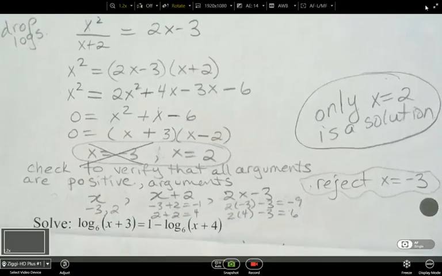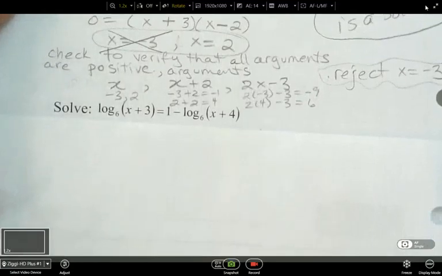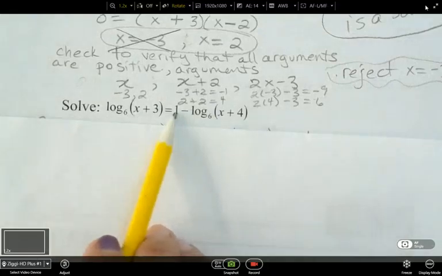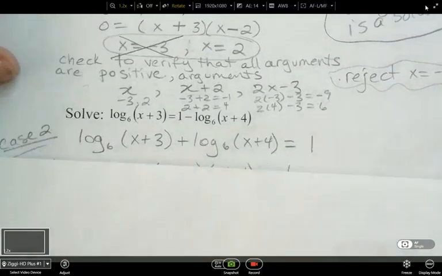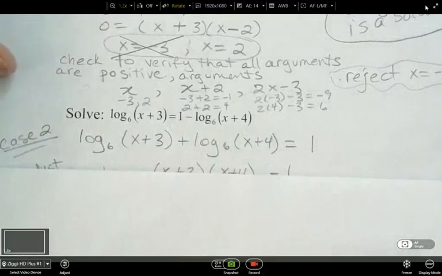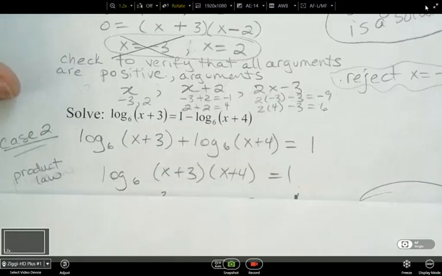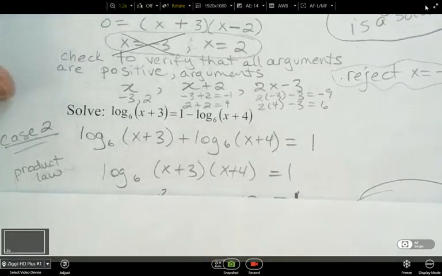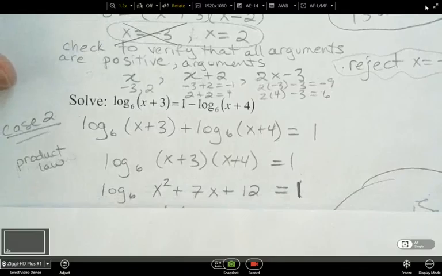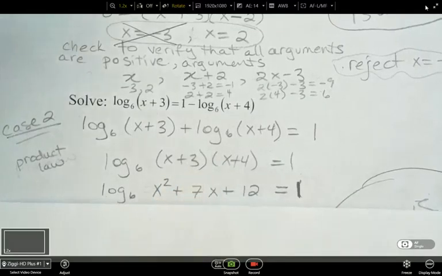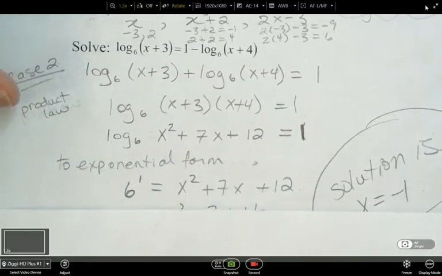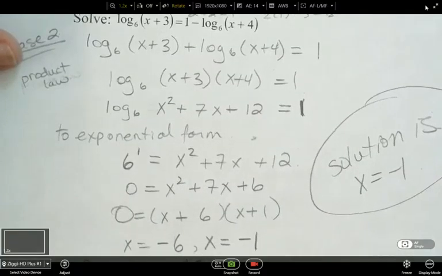And now the next one, this is case 2. We've got a log and a number. But we have to rearrange it in order for it to actually look like the example that I did previously. So now I've got my logs together on one side. I can use the product law in this case to write it as log of something equals a number. And then I can simplify my argument here. Then I'm going to rewrite it in exponential form. And I've got a simple quadratic, and I can solve for x.